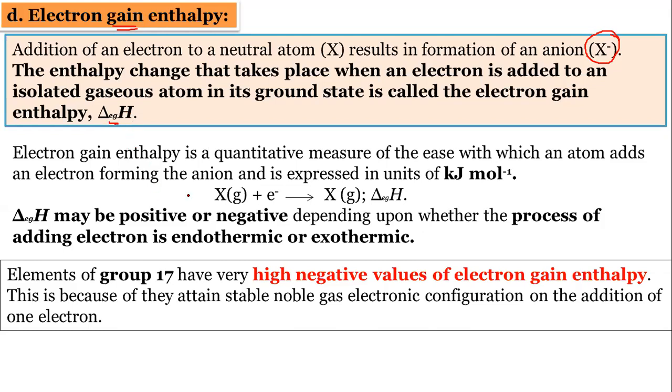Electron gain enthalpy values may be positive or negative. It depends upon whether the process of adding the electron is endothermic or exothermic. If the reaction is exothermic, the electron gain enthalpy is negative, and when it is endothermic, when energy is absorbed, these values are positive, remember. Then I will explain what happens across the group and the period.